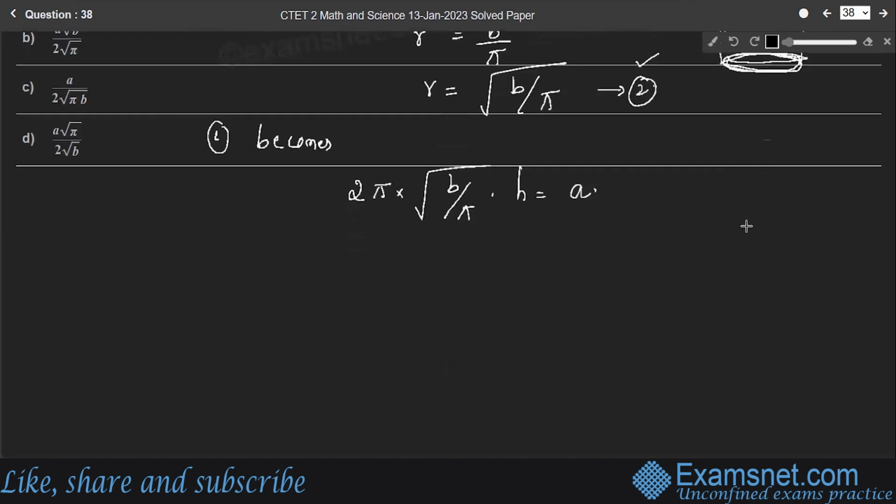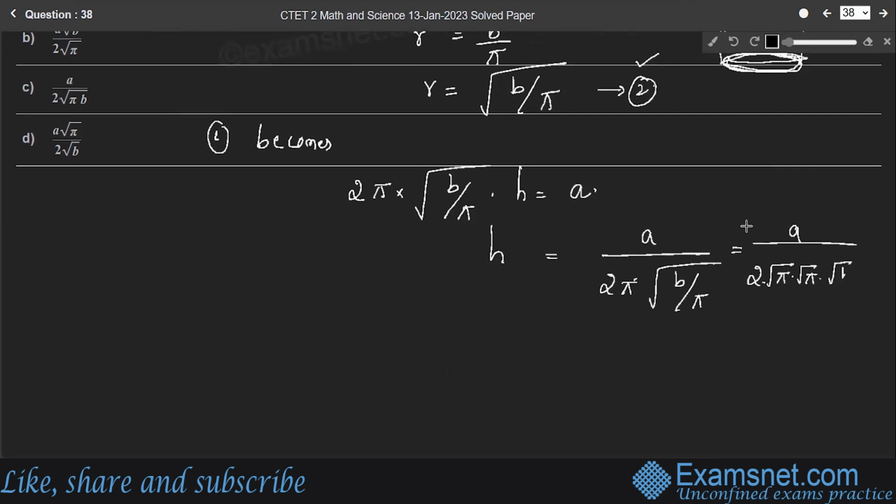So here we need the value of h. Therefore, h is a divided by 2 pi into root of b by pi. Here, students, we can write pi as root pi into root pi. So a divided by 2 into root pi into root pi, into root of b by pi, which can be written as root b by root pi. So that we can cancel one root pi from both numerator and denominator.